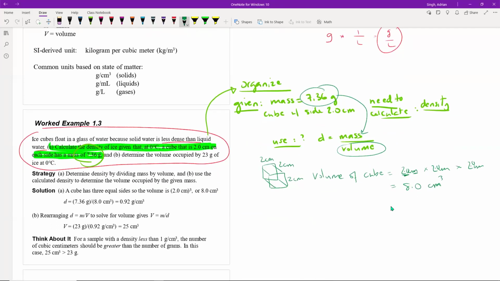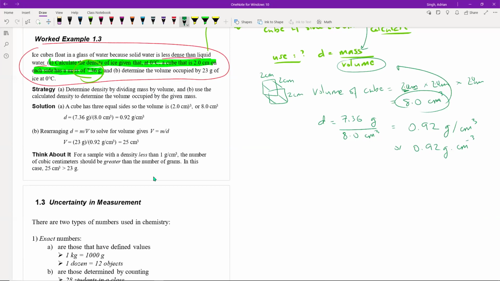We can now go ahead and substitute this into our equation. So we have D equals the mass, 7.36 grams, divided by the volume, 8.0 cubic centimeters. And we end up with 0.92 grams per cubic centimeter. Or sometimes you can represent this as 0.92 grams times centimeters to the -3, right? Remember, that's the same way to express that derived unit of density.